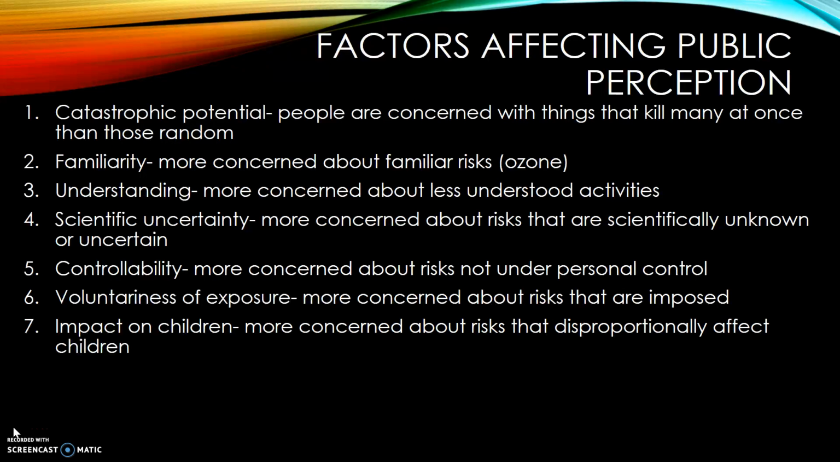Scientific uncertainty: they are more concerned about risks that are scientifically unknown or uncertain. Controllability: they are more concerned about risk not under personal control. Voluntariness of exposure: they are more concerned about risks that are imposed. The impact on children: they are more concerned about risks that disproportionately affect children.